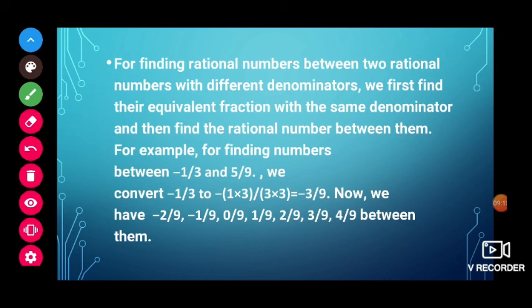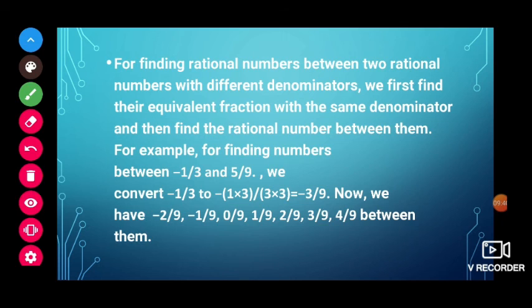For example, minus 1 by 3 and 5 by 9. Both have different denominators, one is 3 and one is 9. So first convert them into the same denominator. Minus 1 by 3, if I want to convert it to 9 as the denominator, I have to multiply by 3 by 3. After multiplication, I will get minus 3 by 9.